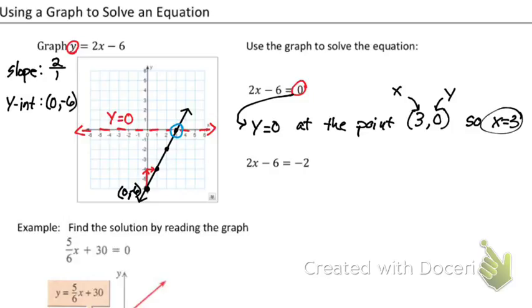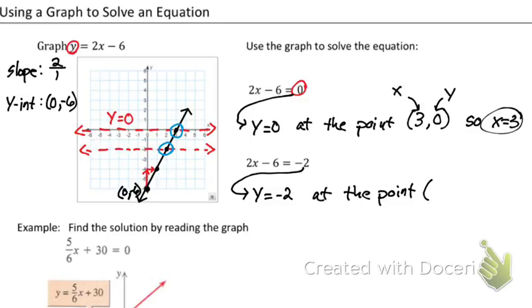Our next one says, what happens when I replace y with negative 2? So once again, all we're really asking about is what is our x value when y equals negative 2? Once again, in our head, we should be just thinking about this line. And then it collides with our graph right there at the point 2, negative 2. So y equals negative 2 at the point 2, negative 2. So x is just going to equal 2 in that case.